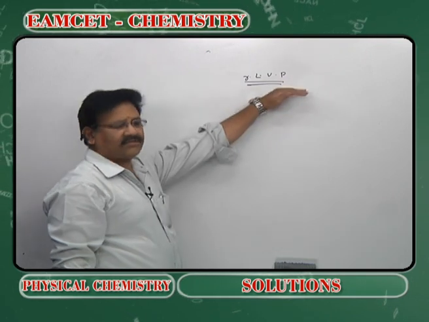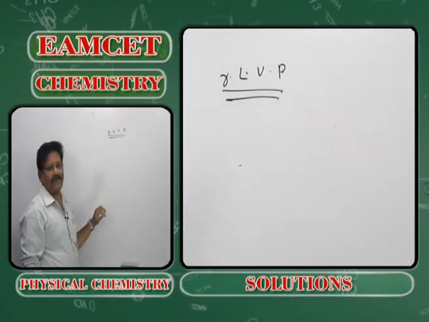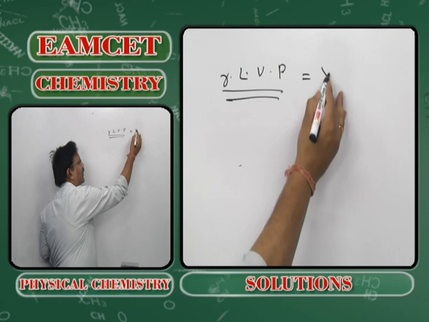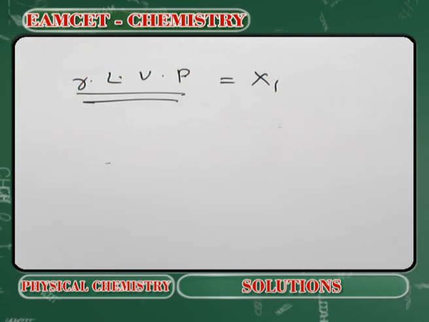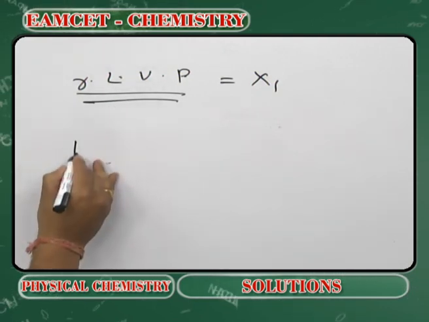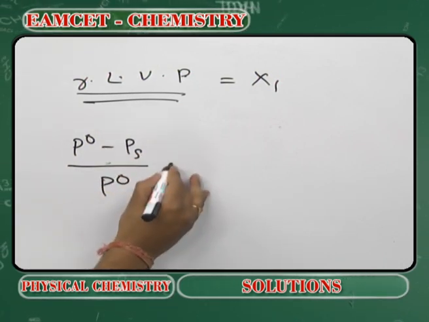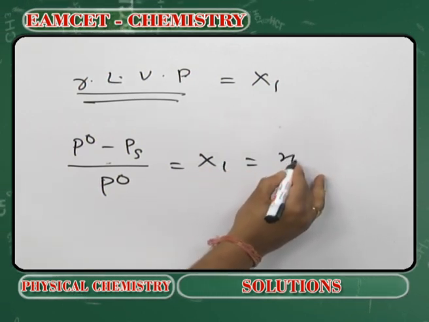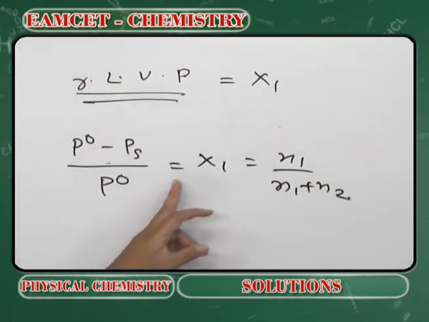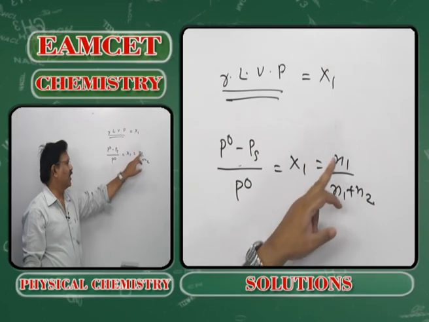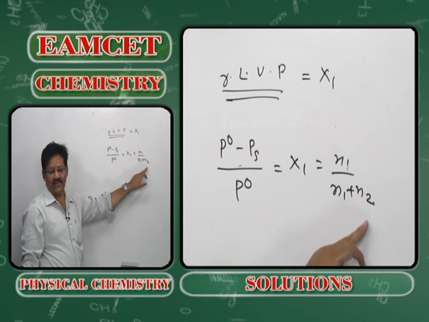So by definition, what is the statement of the Raoult's law? Relative lowering of vapor pressure is equal to mole fraction. So what is the relative lowering of vapor pressure? P naught minus Ps by P naught is equal to x1. x1 is equal to n1 by n1 plus n2. What does x1 stand for? Mole fraction of the solute. n1 stands for number of moles of the solute. n2 stands for number of moles of the solvent.